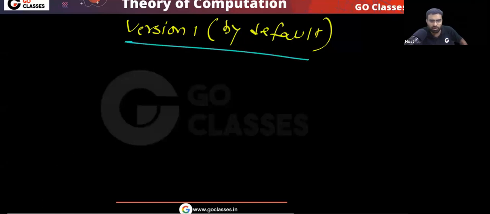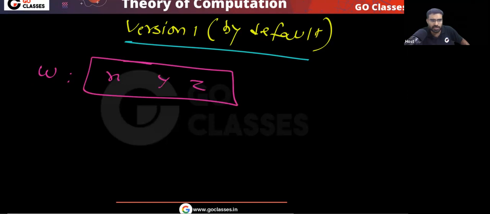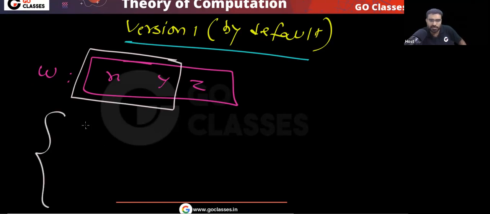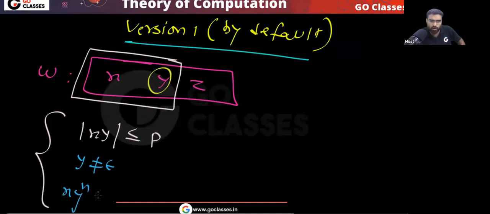Now in version 1, in version 2, in version 3, what will happen? In version 1, you have 3 parts. And in the by default version, we say that within the first P symbols you have xy. In this version, within the first P symbols, you can find this y. And of course, y is non-empty, and you can repeat this y any number of times.